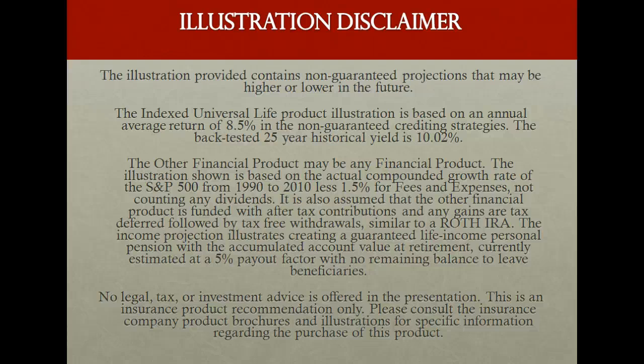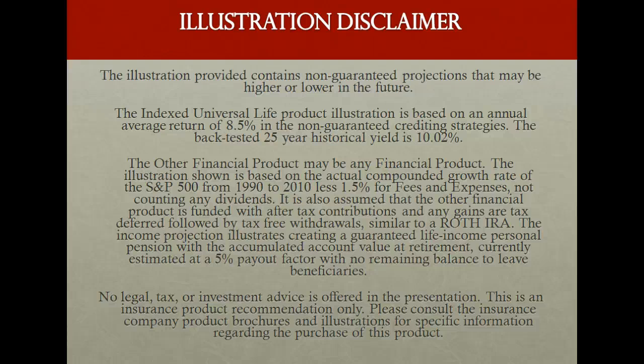Now, the product that we are going to illustrate is a summary overview only and does not take the place of insurance company product brochures or illustrations. The illustration provided contains non-guaranteed projections that may be higher or lower in the future. The Indexed Universal Life product illustration is based on an annual average return of 8.5% in the non-guaranteed crediting strategies column, and the back-tested 25-year historical yield is 10.02%.